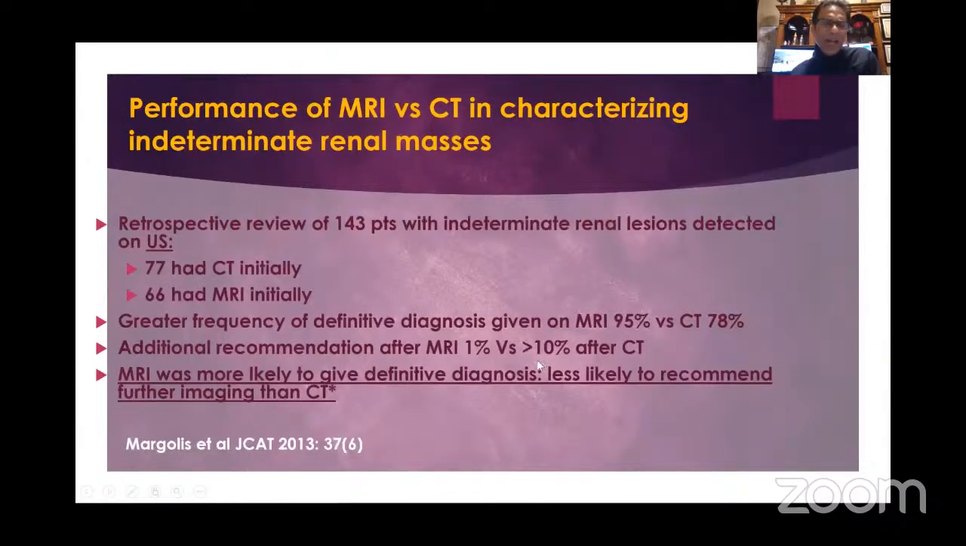So how does CT and MR perform in characterizing indeterminate renal lesions? Margulis and his group performed a retrospective study of 143 patients with indeterminate renal lesions detected on ultrasound. 77 had CT, 66 had MRI, and MRI showed definitive diagnosis in 95% of patients versus 78% on CT scan.